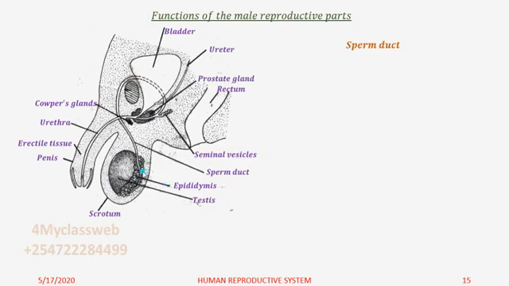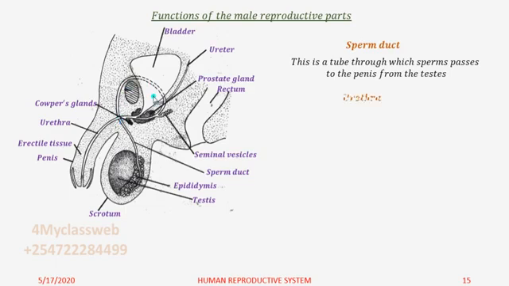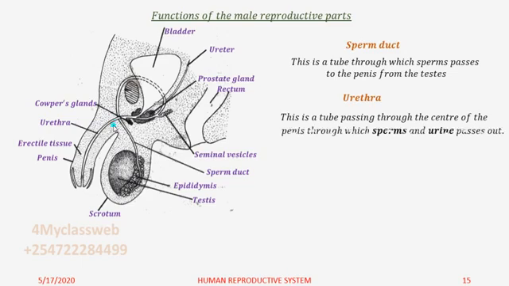Attached to the epididymis we have the sperm duct. This one is a tube through which sperms pass to the penis from the testes. The sperms will pass through here. Below here we have this joint leaving the sperm duct and entering the urethra. This one here is a tube passing through the center of the penis, through which the sperms and urine pass out.